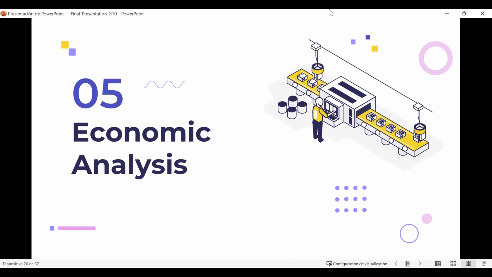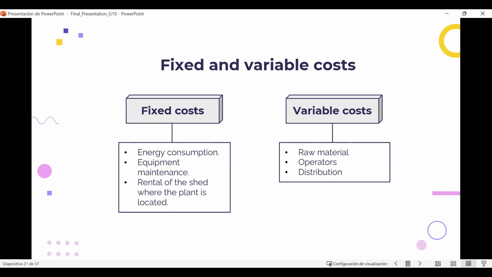Okay, about economic analysis, next slide, please. Regarding the fixed and variable costs, we have fixed costs like energy consumption, equipment maintenance, rental of the shed where the plant is located, and variable costs like raw materials, the operators, and the distribution. Next one, please.